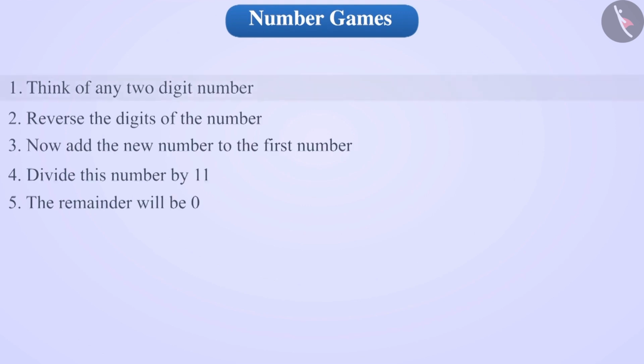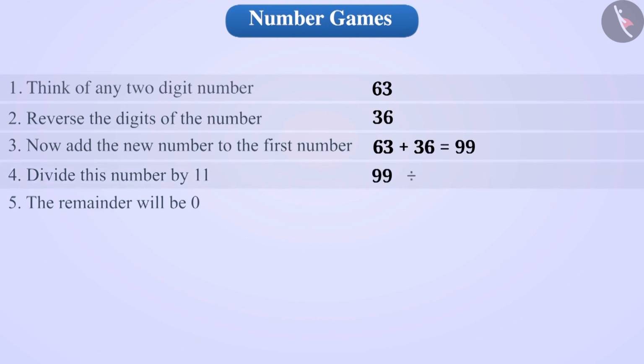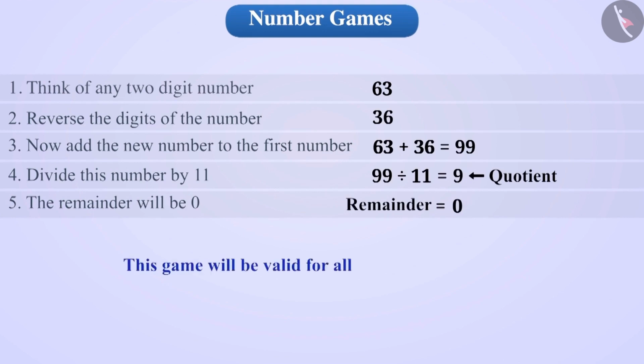Suppose we chose a two-digit number 63. Now, by reversing the digits of this number, we get the number 36. Now, add the new number to the initial number, we get 63 plus 36, which is equal to 99. Now, dividing the number 99 by 11, we get the quotient 9 and remainder 0. Similarly, this game will be valid for all two-digit numbers.